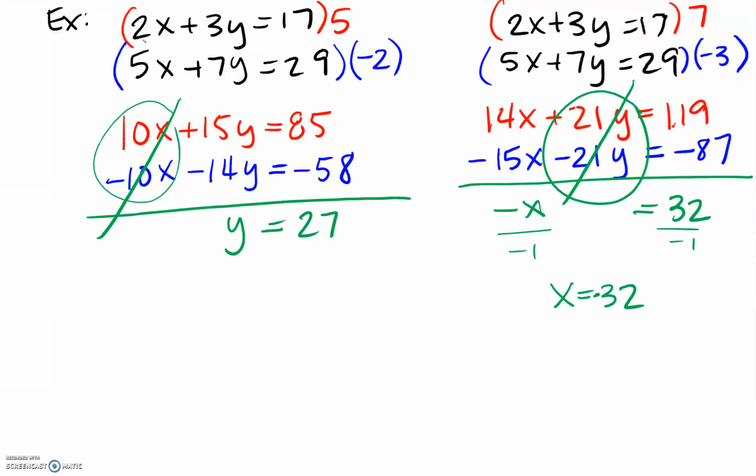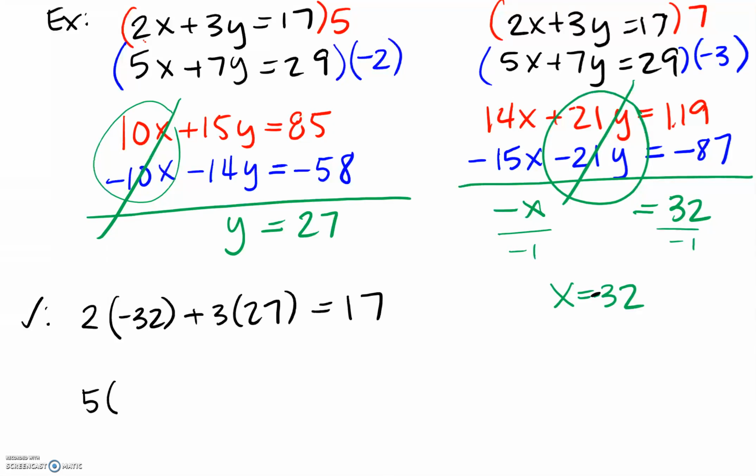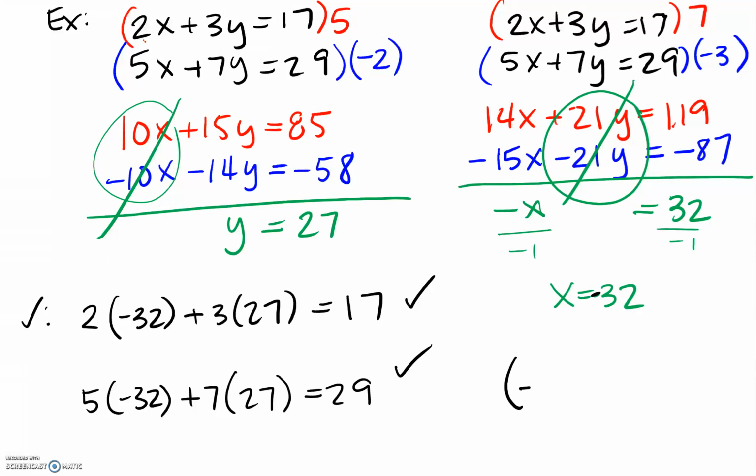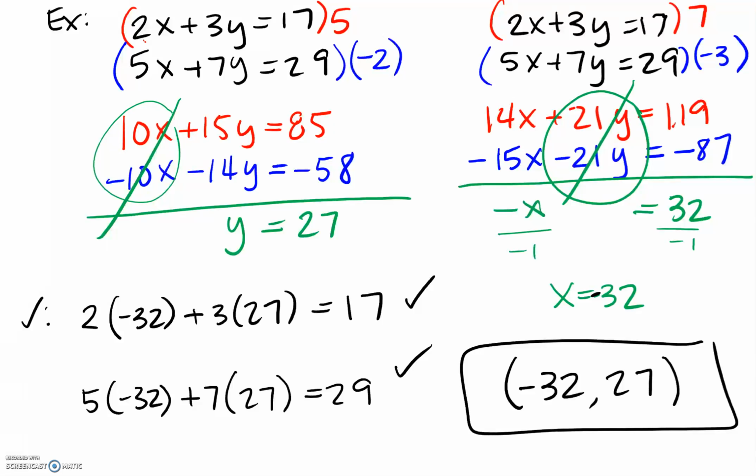And the only thing left is your check. So you check your work. 2 times my x, which is a negative 32. That negative is there. Plus 3 times our y is equal to 17. Is the first one to check, and the other one is 5 times the x plus 7 times our y is equal to 29. And I would literally just type those both in my calculator, say, woohoo, they worked, and then put this thing as an ordered pair. So that's solving using elimination.